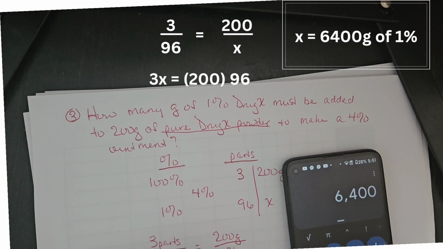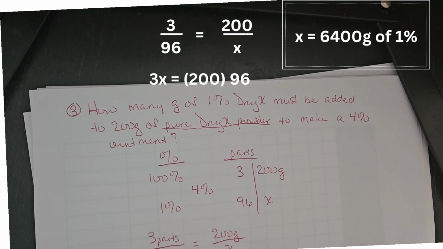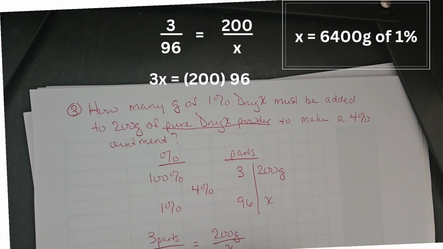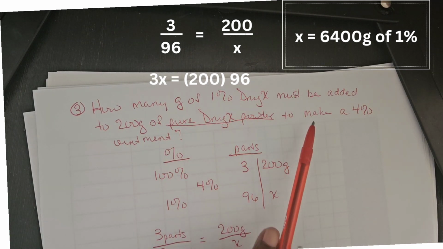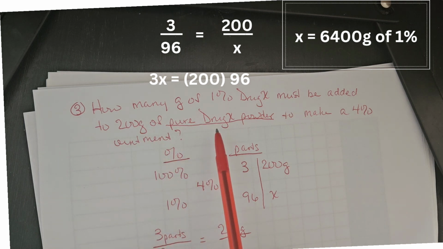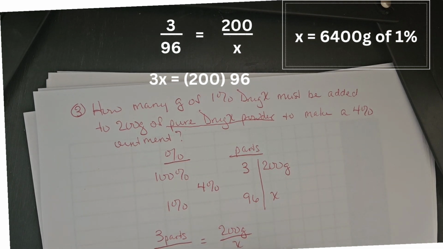So X equals 6,400 grams, and this is of my 1%. Okay? So I'm going back to the question. How many grams of 1% drug X must be added to 200 grams of pure drug X powder to make a 4% ointment? And I say, have I answered the question? Well, I have 6,400 grams of 1% drug X. So yes, I have answered the question. So I put a box around it and I'm done.